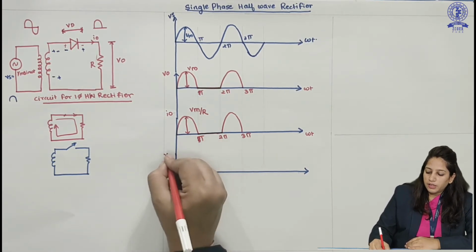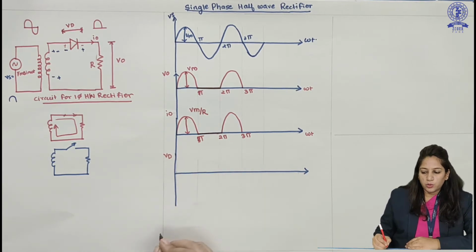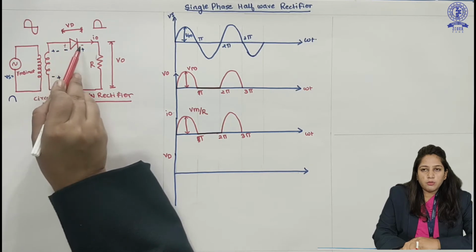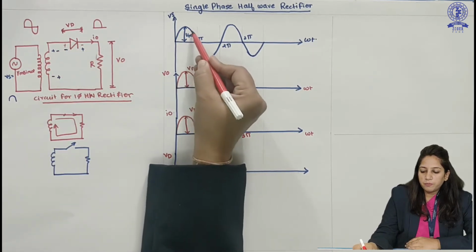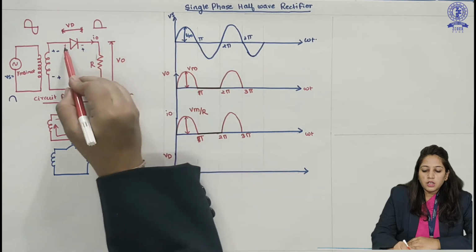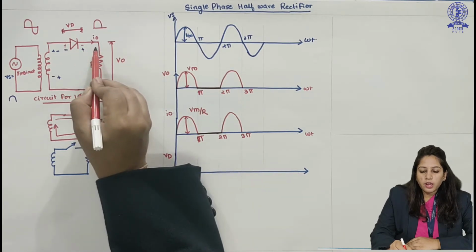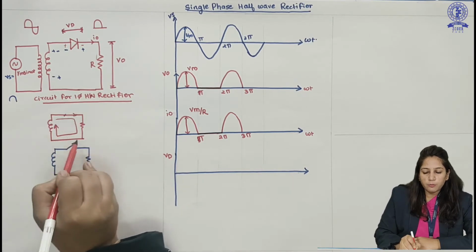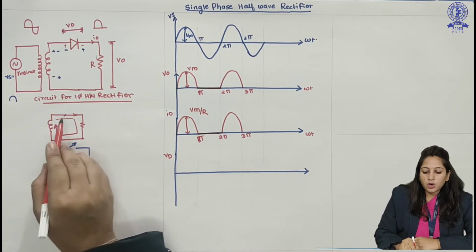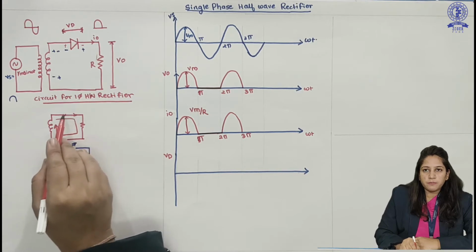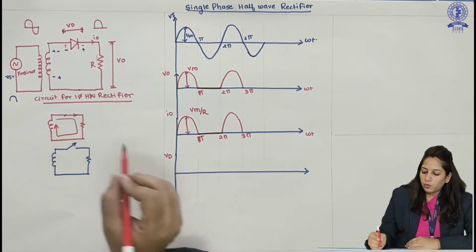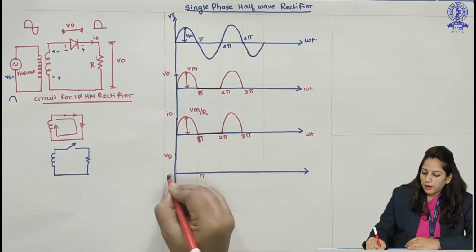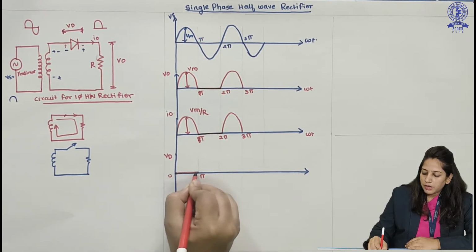Now we will see Vd, that is the voltage across the diode. For the positive half cycle of the input wave, the diode will be forward biased, and whenever the diode is forward biased, it will act like a closed switch, and so current will flow. So there will be 0 voltage across these two terminals. For the positive half cycle, from 0 to pi, my diode voltage will be 0.